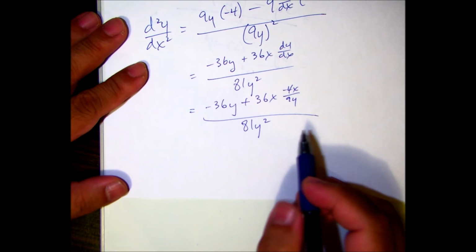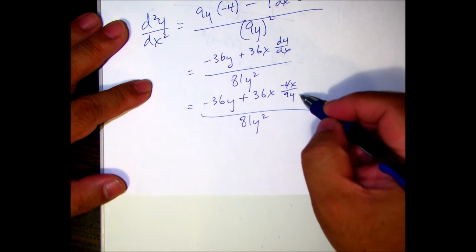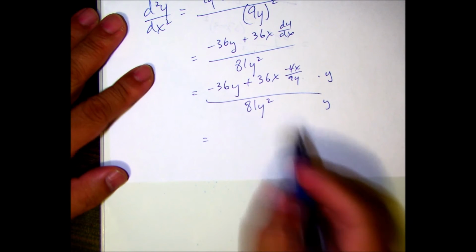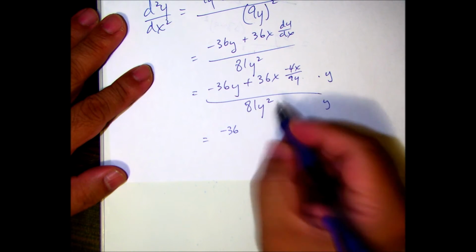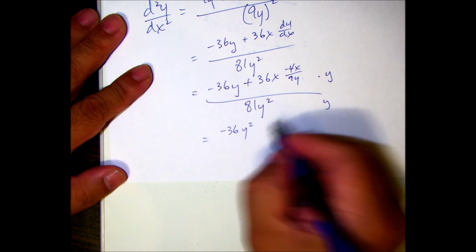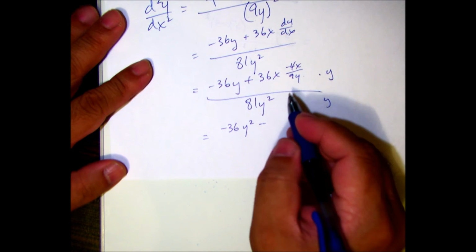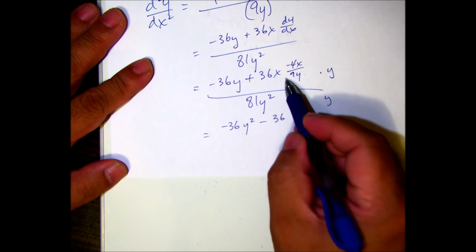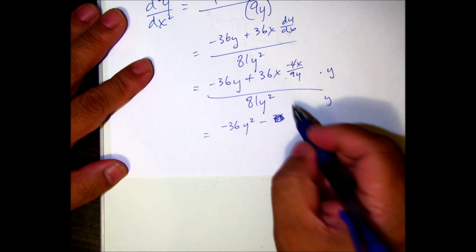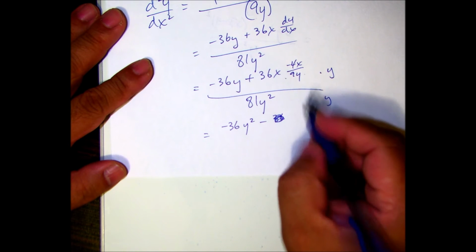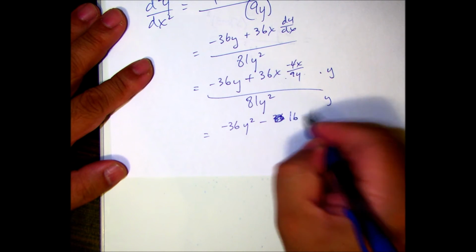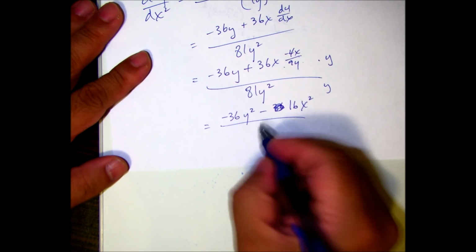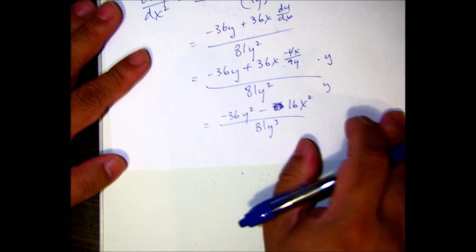Alright, well, what happens when we do that? Alright, now, again, we don't like y's in the denominator, so we're going to multiply top and bottom by y. When we do that, we're going to get negative 36y squared minus 36x squared. Sorry, not 36. 9 goes into 36 4 times. 4 times 4 is 16. x times x is x squared. The y is gone. And I have 81y cubed.